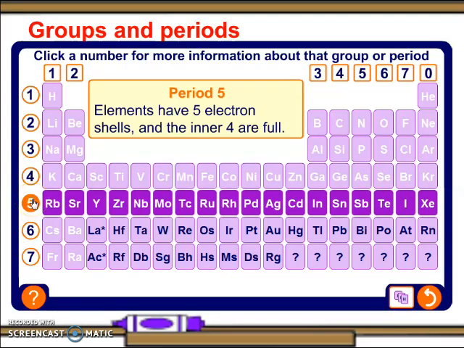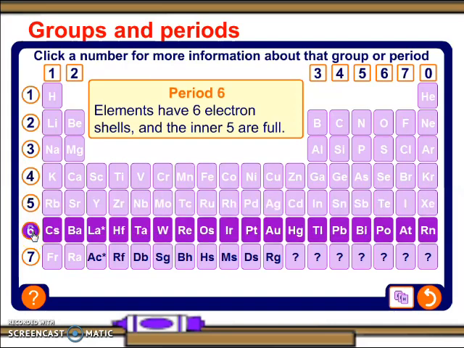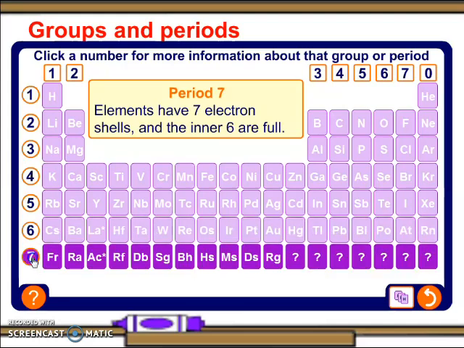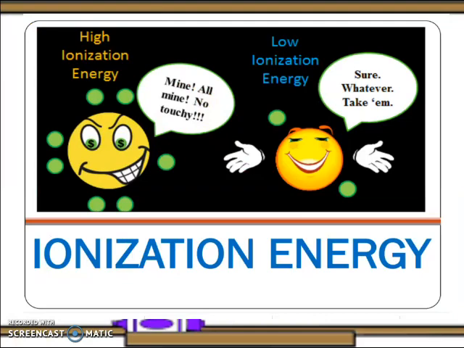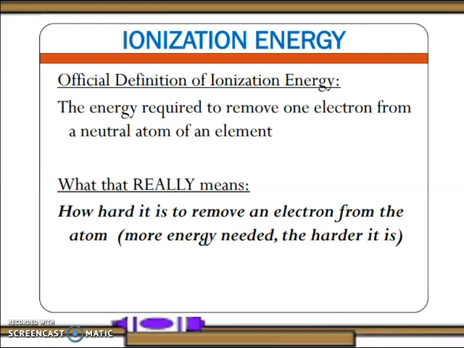Period 5 elements have 5 electron shells and the inner 4 are full. Period 6 elements have 6 electron shells and the inner 5 are full. And period 7 elements have 7 electron shells and the inner 6 are full. Now let's proceed to ionization energy.